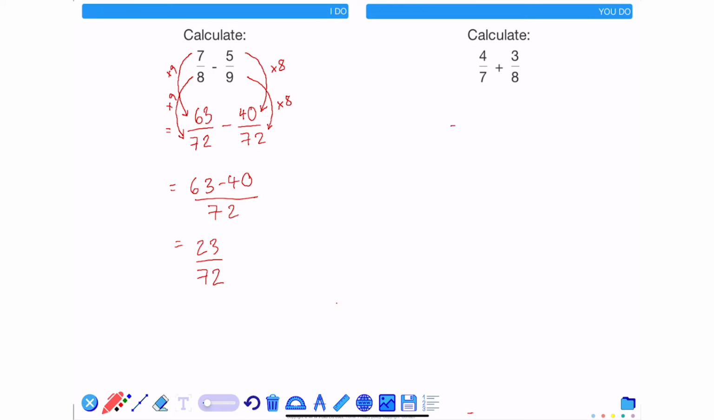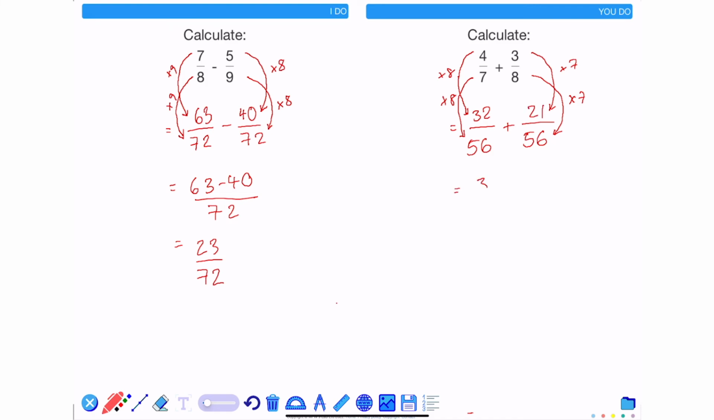So converting this problem into an equivalent problem where the denominators are the same, the lowest common multiple of 7 and 8 is 56. This means that I'm timesing the first denominator by 8 and the numerator by 8 too. This gives me 32. Timesing the second denominator by 7 and the numerator by 7 gives me 21 over 56.